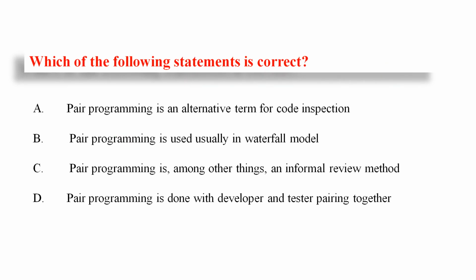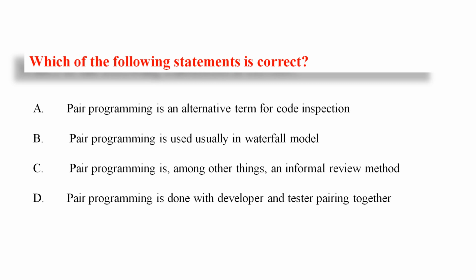Which of the following statements is correct? Pair programming is an alternative term for code inspection. Pair programming is used usually in the waterfall model. Pair programming is, among other things, an informal review method. Pair programming is done with the developer and the tester pairing together. These are all the options that are given. Now see, before going to these options, I will explain what you mean by pair programming.